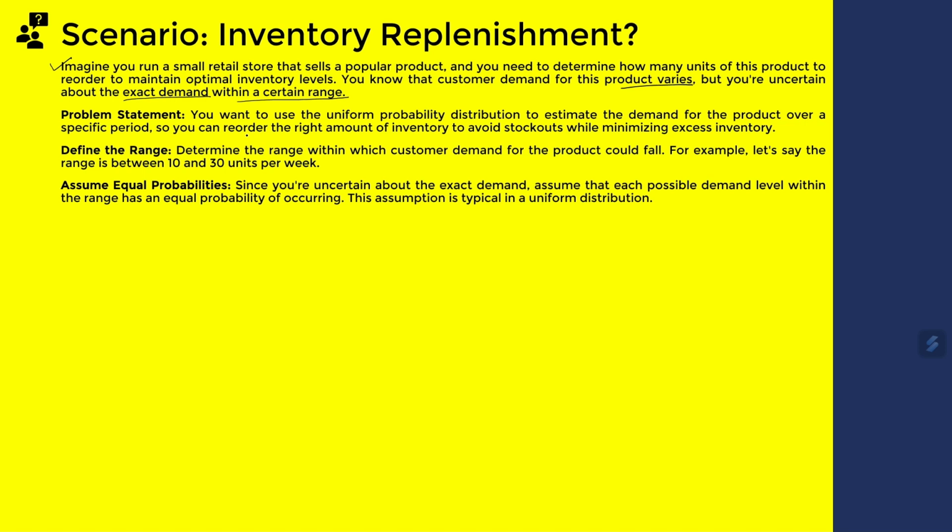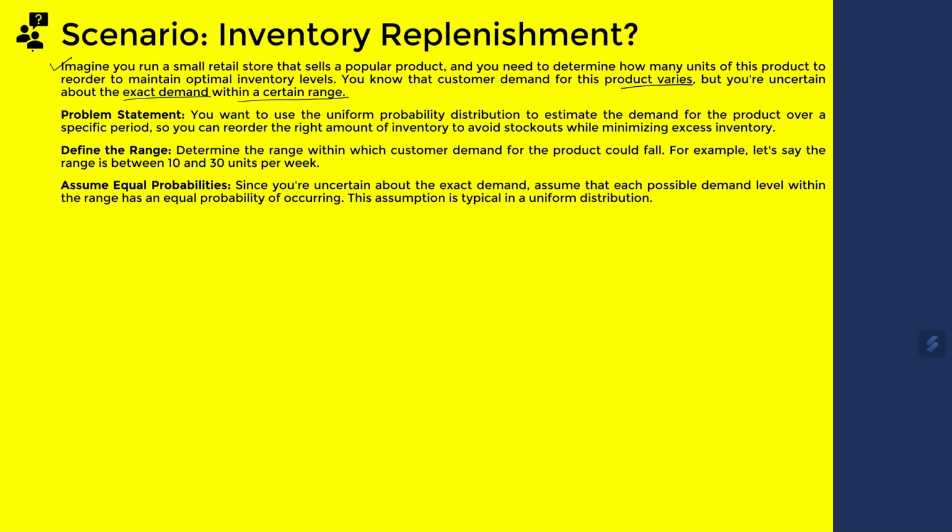So till now we understood that uniform probability distribution can be used within a certain range. In this situation, they are saying that you know that customer demand for this product varies, but you are uncertain about the exact demand within a certain range. We don't know the exact demand, which lies within a certain specific range.